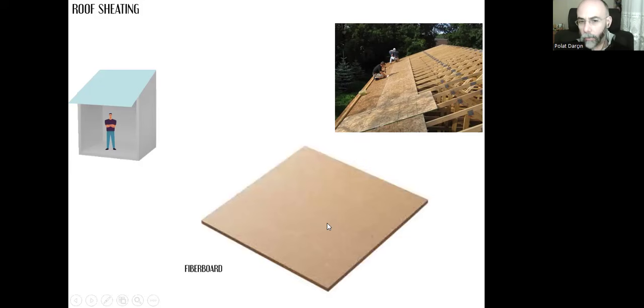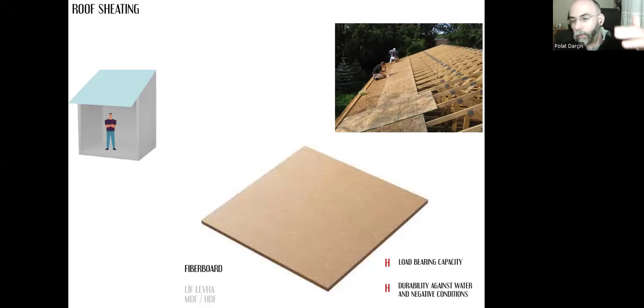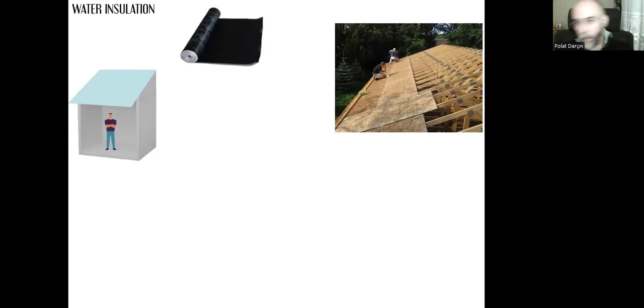And in the last group, we have fiberboard, lif levha. It can have two different densities, MDF and HDF: middle density fiberboard and high density fiberboard. MDF is the common name, and it's short for middle density fiberboard. Load-bearing capacity is high. Durability against water and negative conditions is high. We can prefer all four of these engineered woods except chipboard, sunta, because of the resin binder.